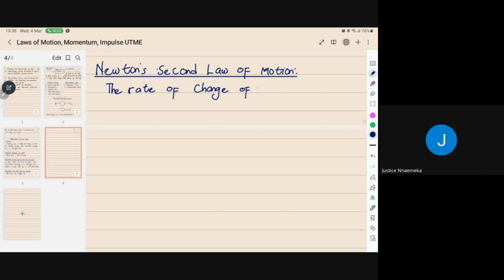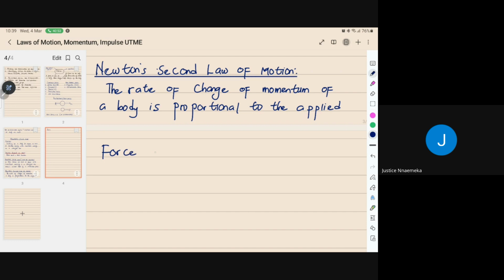So the rate of change of momentum of a body is proportional to the applied force, and occurs in the direction of that force.